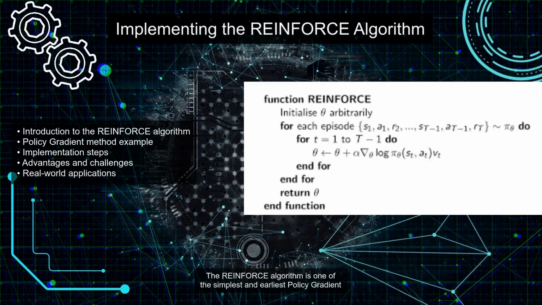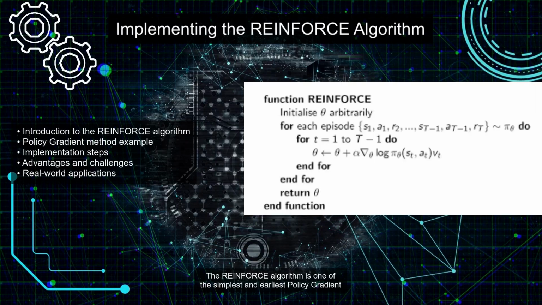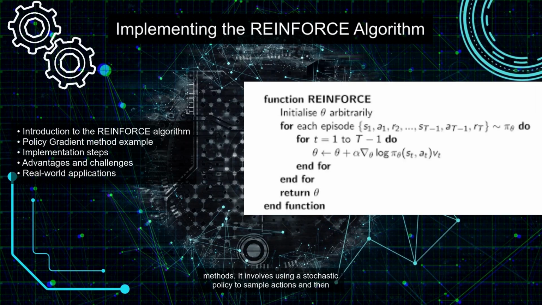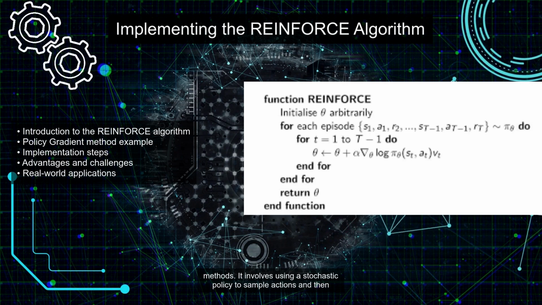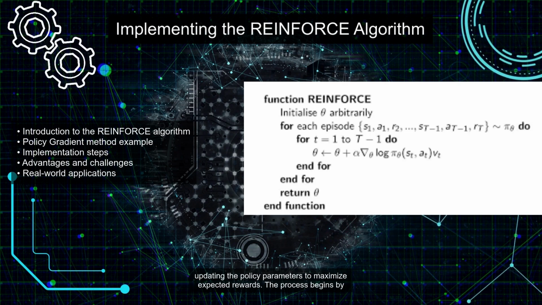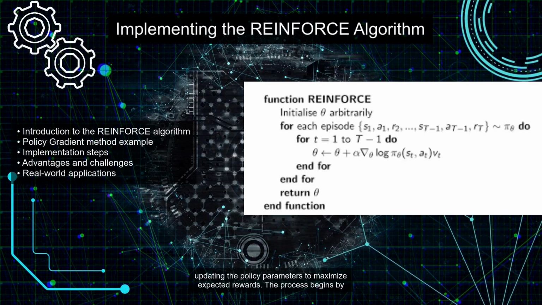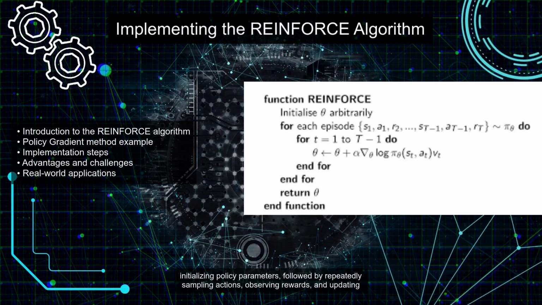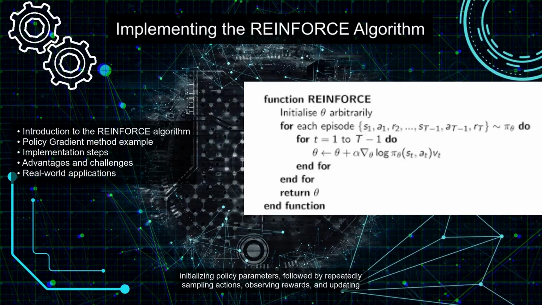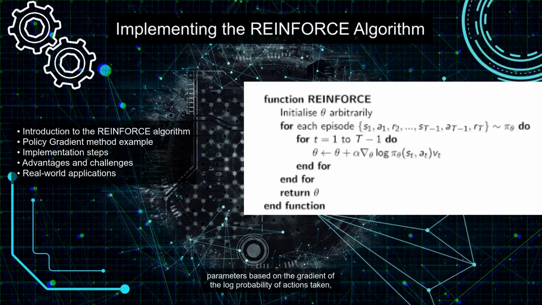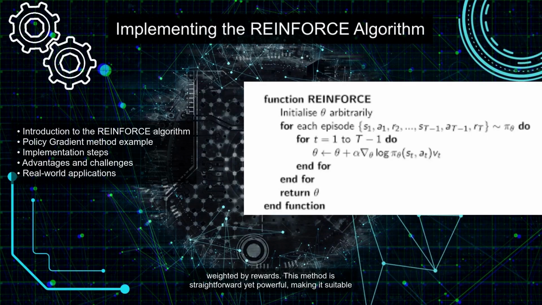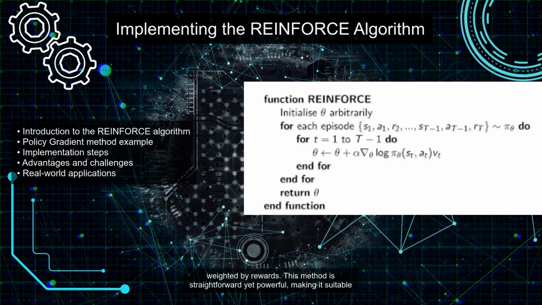The REINFORCE algorithm is one of the simplest and earliest policy gradient methods. It involves using a stochastic policy to sample actions and then updating the policy parameters to maximize expected rewards. The process begins by initializing policy parameters, followed by repeatedly sampling actions, observing rewards, and updating parameters based on the gradient of the log probability of actions taken, weighted by rewards.